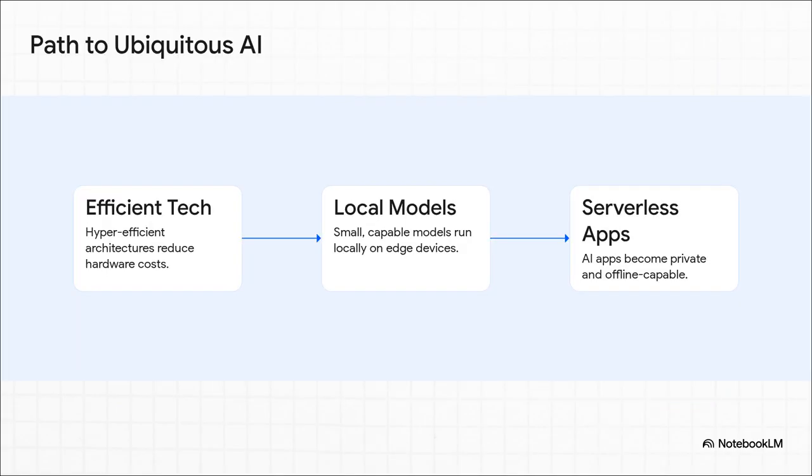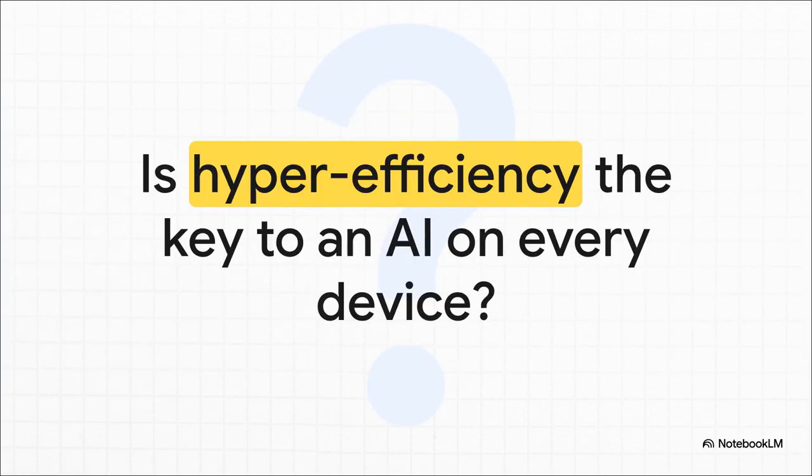So you can see the roadmap laid out right in front of us. First, hyper-efficient architectures like Granite slash the cost of AI. That lets us create small but surprisingly capable models that can run locally on our devices. And that, in turn, leads to a whole new generation of AI apps that are serverless, private by default, and always available. Which leaves us with one last big question to chew on.